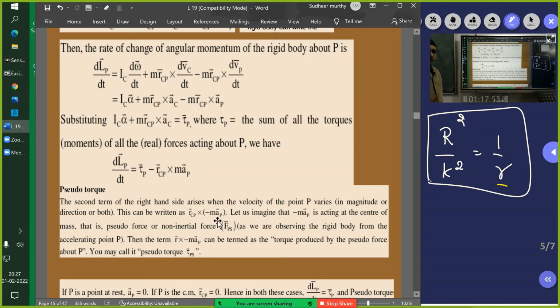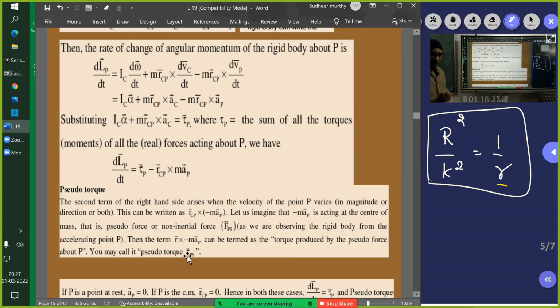Minus MAP is what? The pseudo force. So let us imagine minus MAP is acting at the center of the mass. If you imagine that the MAP is acting at the center of mass, then the pseudo force or non-inertial force, written as FPS, as we are observing the rigid body from the accelerating point P, then the term R cross minus MAP can be termed as torque produced by pseudo force about P. You may call this a pseudo torque.